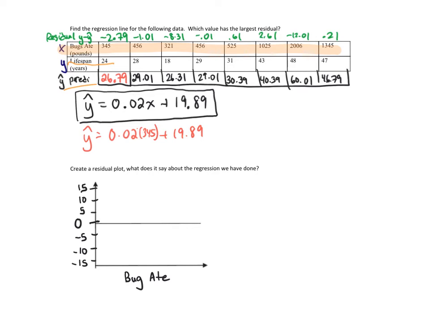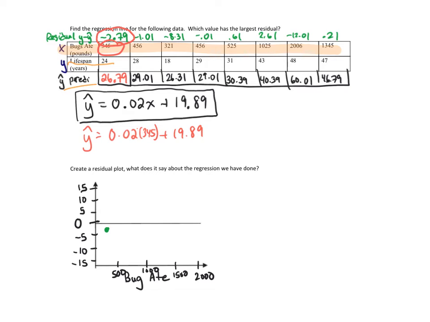So my first point, I have 345 for the x and negative 2.79 for the y. If I scale this, it goes up to 2,000. So this will be 1,000, this will be 500, and this will be 1,500. So if we think about 345 and negative 2.79, that's somewhere around there.